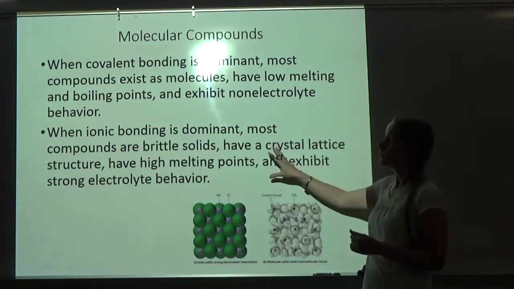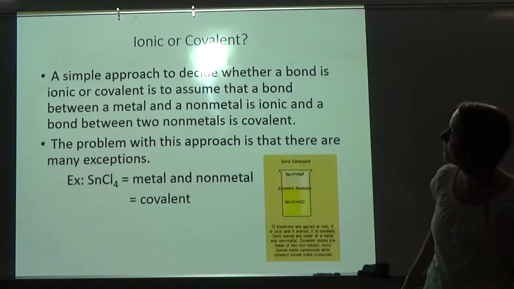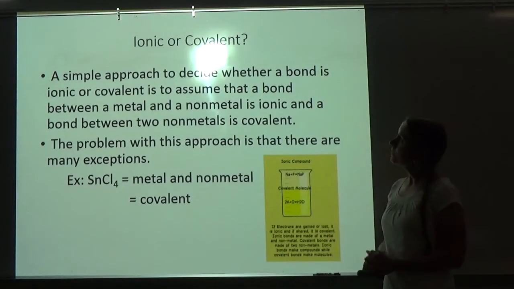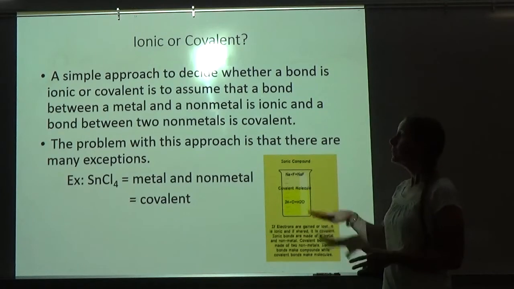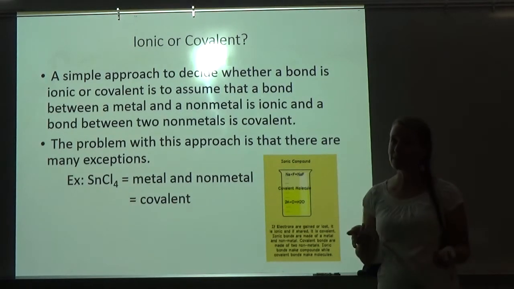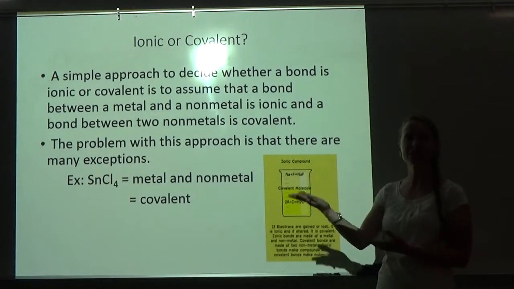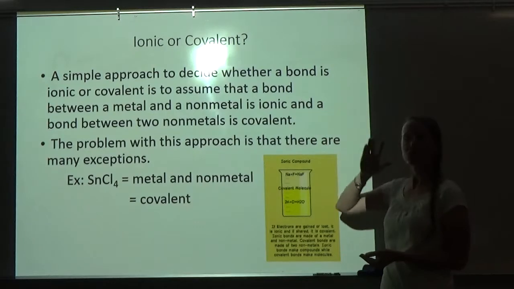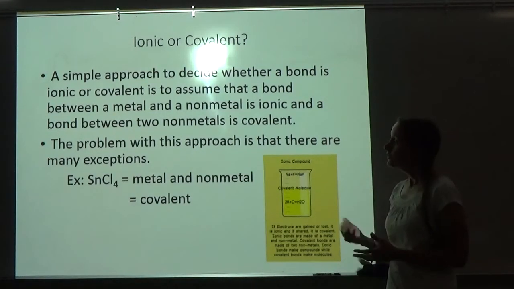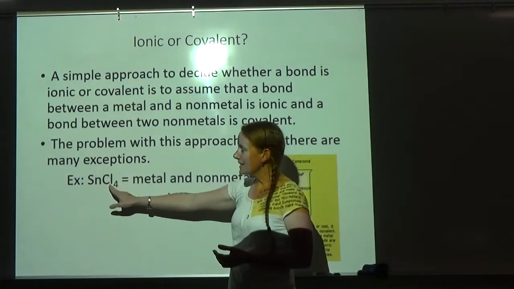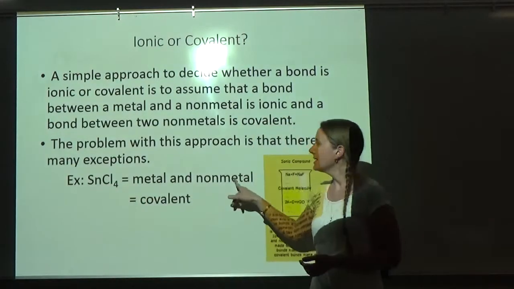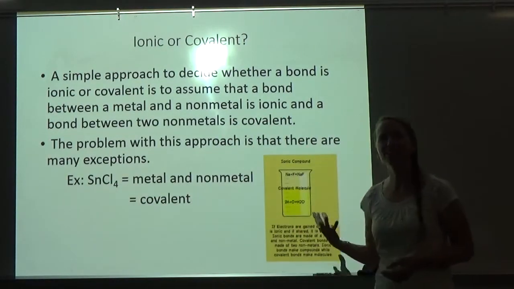This is just kind of a repeat of what I just talked about in the previous slide. A simple approach to decide whether a bond is ionic or covalent is to assume that a bond between a metal and a nonmetal is ionic, and a bond between two nonmetals is covalent. The problem with this approach is that there are many exceptions. This is just a rule of thumb, like if I needed a quick way to decide, I could use this approach. We'll talk about many exceptions throughout the year. For example, Sn and Cl: Sn is a metal and Cl is a nonmetal, but yet it tends to have covalent bonding.